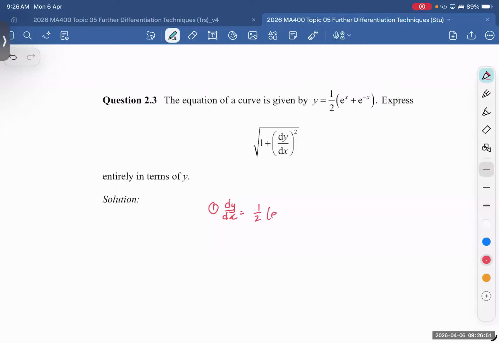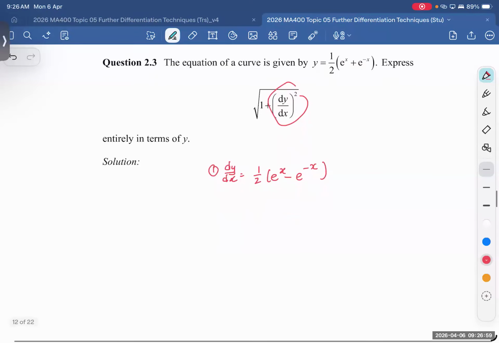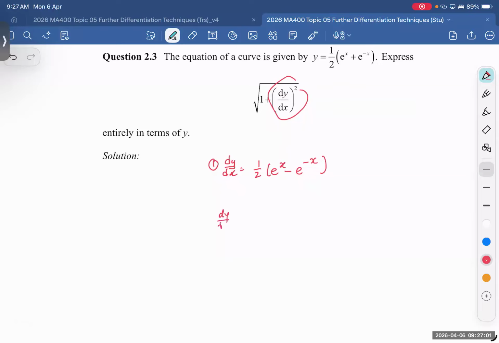Half e power x minus e power negative x, right? So you look at this one, then you look at perhaps what is dy/dx squared plus 1. Okay, so let's try this out. 1 plus dy/dx squared is the same as 1 plus half e power x minus e power negative x. You want this to be in terms of y, right?